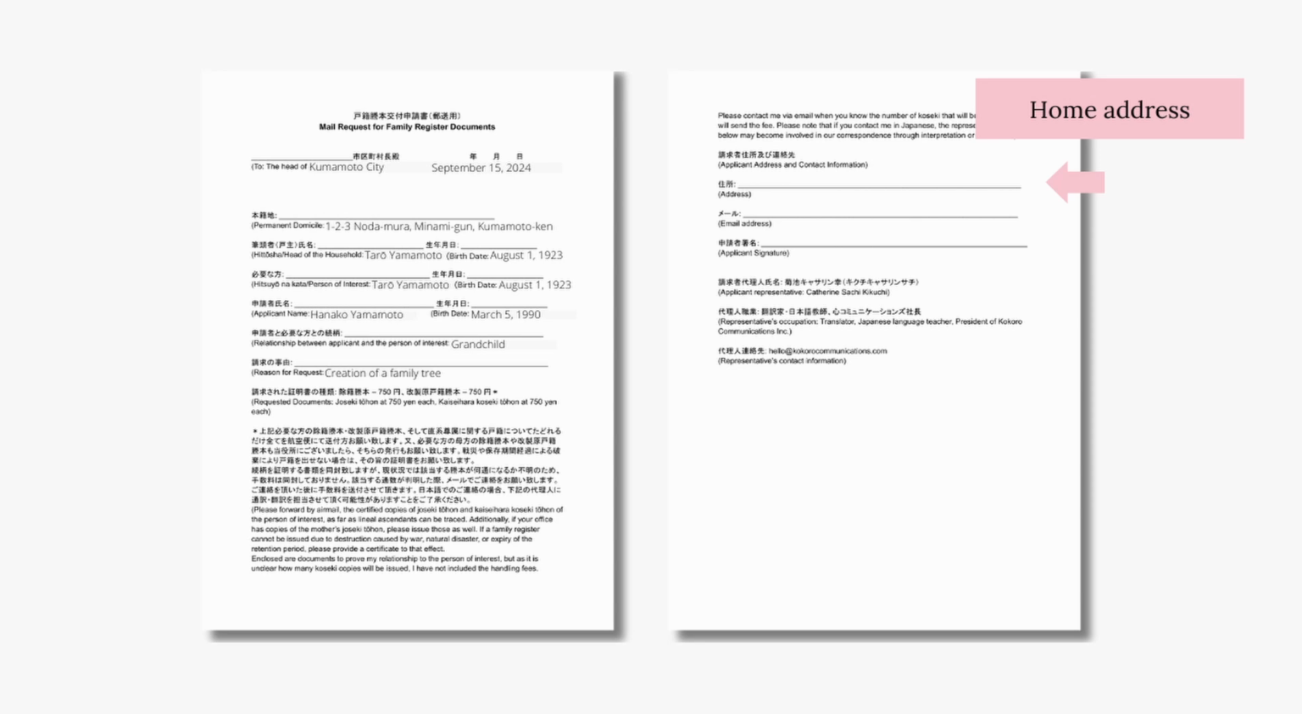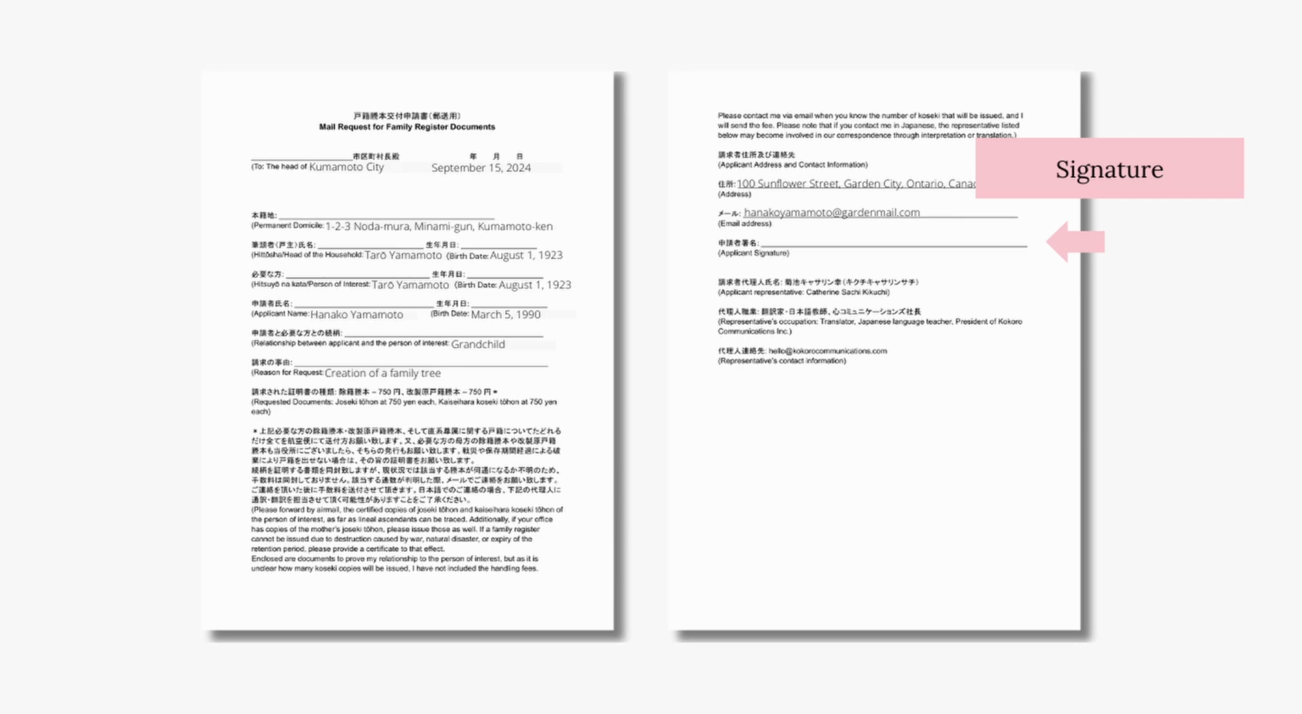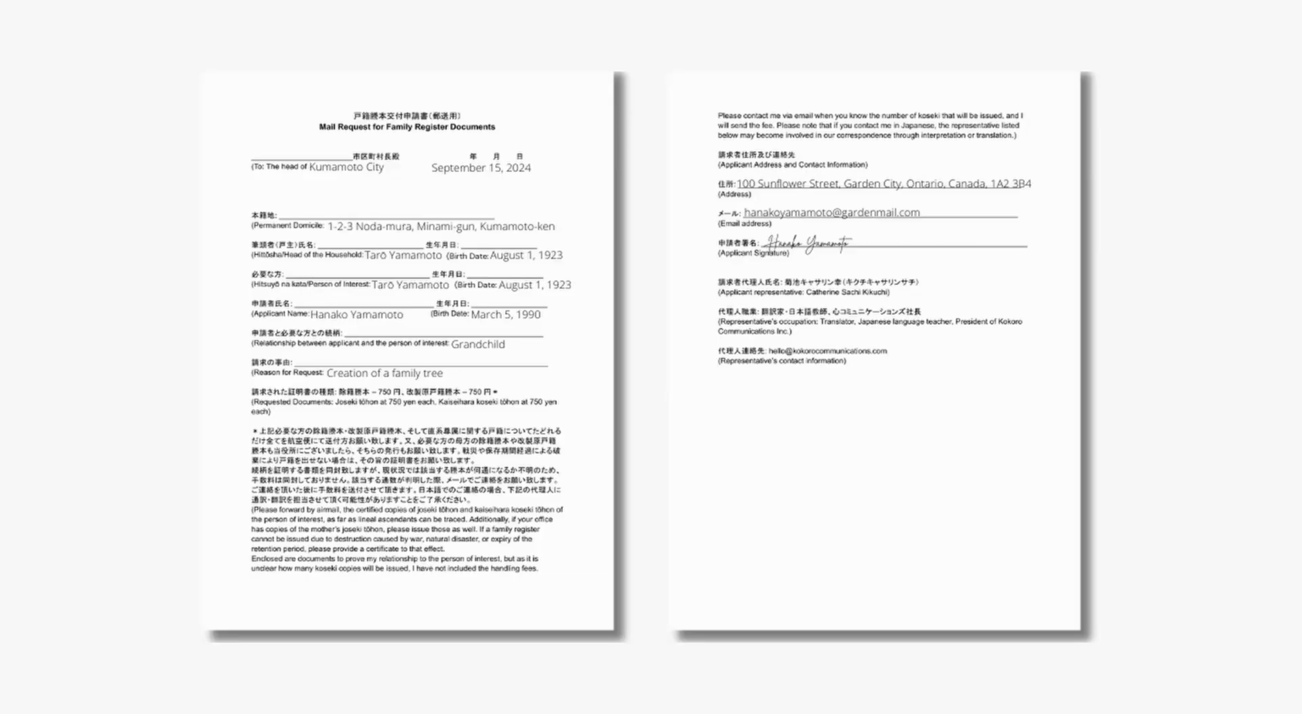When you're done filling out this information, make sure to add your home address and double-check that it matches the address on your ID that you're submitting, email address, and signature. The koseki office will need this information to contact you and then mail you the koseki that you are entitled to. I'll snap my fingers to magically add in the Japanese.